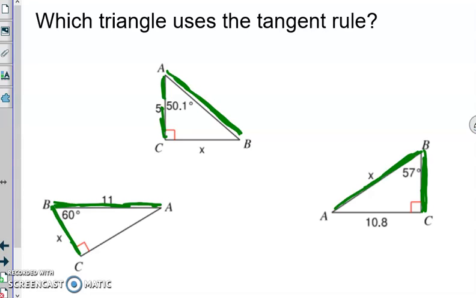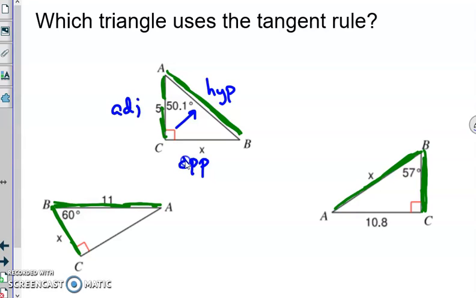So to save a little bit of time, I went ahead and shaded the 2 sides of the angle. For the 50.1 degree angle, I've shaded AC and AB. So side CB, or X, is the opposite side. The side that's opposite the right angle is the hypotenuse, and the third side is the adjacent.